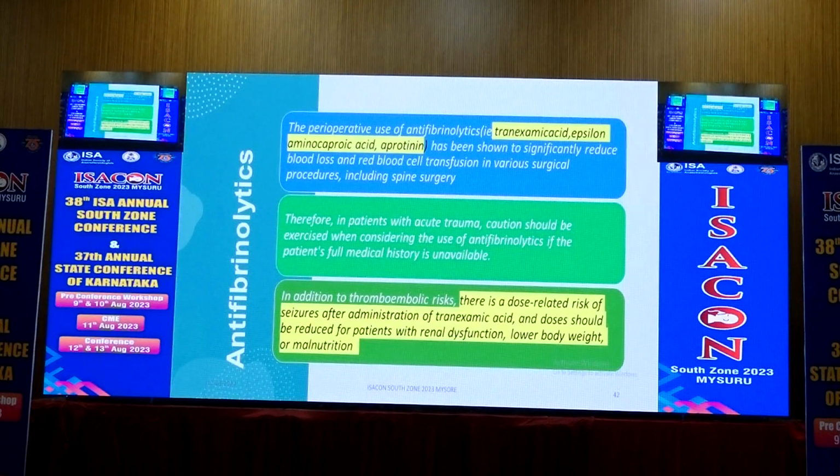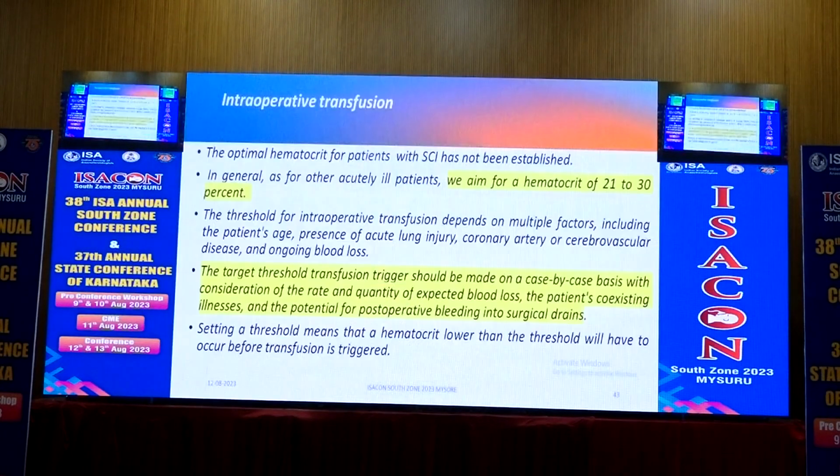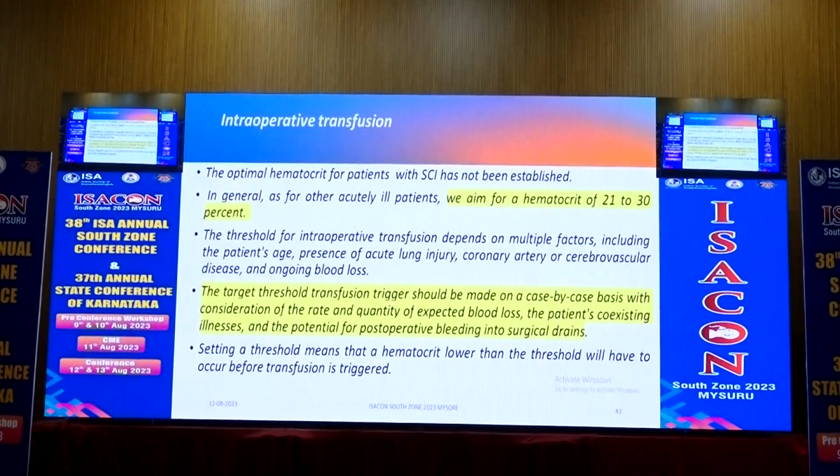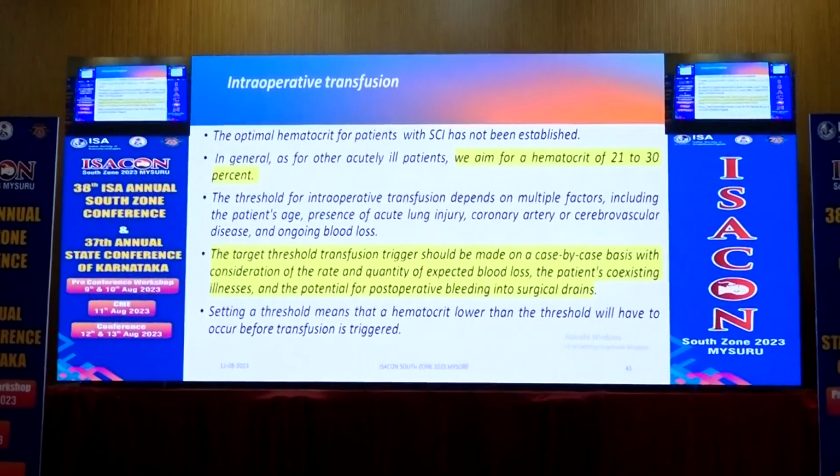And to reduce the bleeding, you can go in for tranexamic acid or epsilon aminocaproic acid. However, tranexamic acid is found to have a seizurogenic potential, so we prefer to go for epsilon aminocaproic acid. Always aim to keep the hematocrit between 21 to 30%, and the transfusion trigger will depend upon the preoperative hemoglobin, as well as being case by case, depending upon how much blood is being lost intraoperatively.